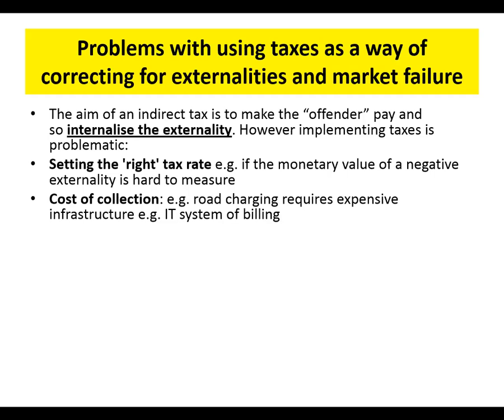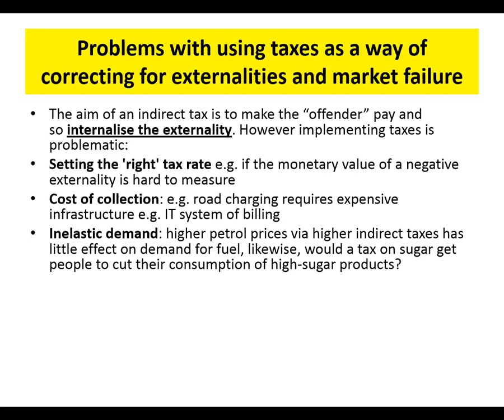Gone are the barriers where you would have put through coins or your card if you were going through the Dartford crossing before. Now it's automatic: it registers your number plate and then you pay electronically online. The cost of setting up that infrastructure would be quite significant, and when setting the rate of tax, governments will also have to factor in the cost of paying back that infrastructure. Inelastic demand, always a really good one to throw into your final evaluation paragraph.